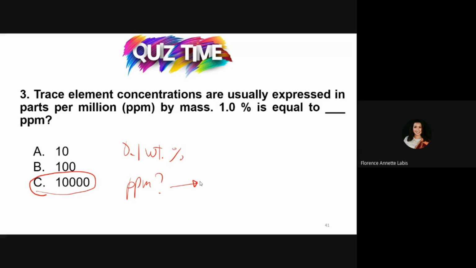So, how many ppm? So, you answer, okay. That is, I think I will also include that in the quiz, or in the exam rather. So it's a bonus.